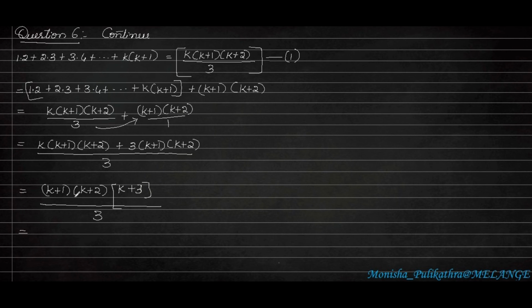Next we can make a small interchange so that we can prove P of k plus 1 is also true. So k plus 1 write as it is, and k plus 2 we can write k plus 1 plus 1, and k plus 3 we can write k plus 1 plus 2 and whole divided by 3. So let this be equation number 2. Now we can compare it, that is k. So from equation 1, k will become k plus 1. Here k plus 1 will become k plus 1 plus 1, and k plus 2 will become k plus 1 plus 2. So equation 1 and equation 2 almost become same.